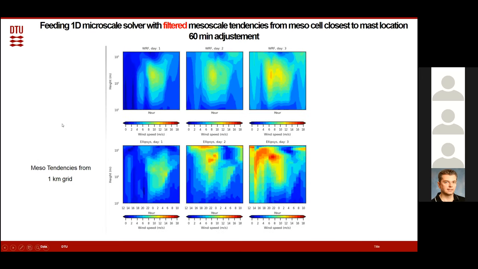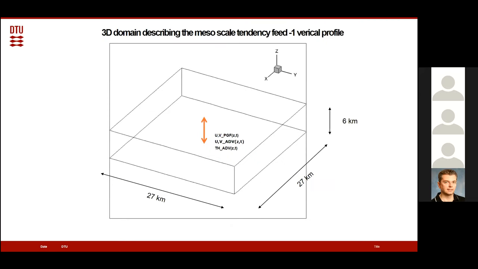But using this filtered data and still applying it on a 60 minute basis is still giving us trouble. So apparently there is a trade-off here, which needs to be considered. The idea from the beginning was basically to mostly focus on 3D. If we do exactly the same thing now in 3D, that would correspond to using a periodic domain taken as 27 by 27 kilometers, and then applying exactly the same profile of the geostrophic wind, advection tendencies and temperature tendencies, and applying one single temperature for this whole domain.